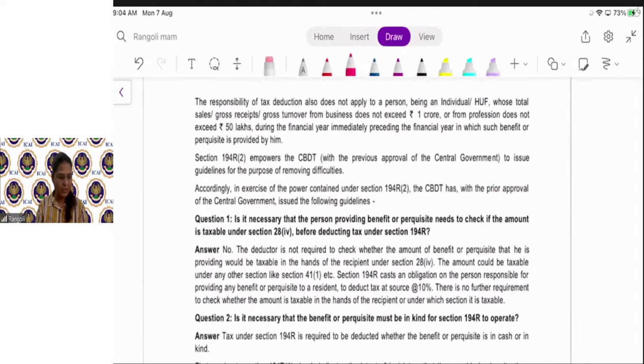Everyone clear up till now? Yes or no? Please answer fast. Everyone clear up till now? Please answer. Varsha, Bhumika, Muhammad, Komal, Sushil, Keshav.